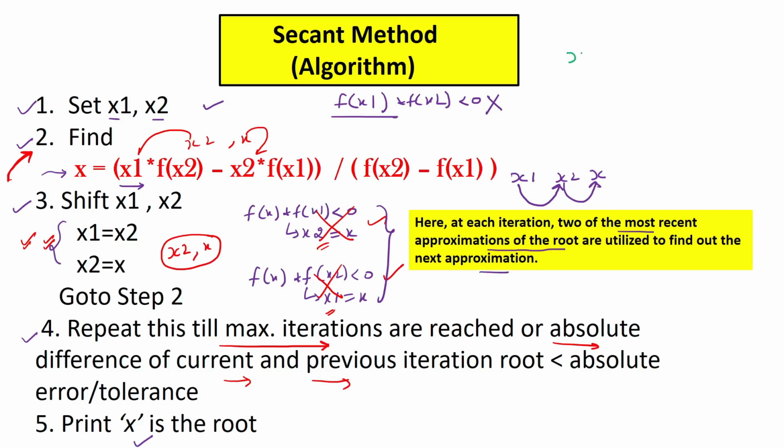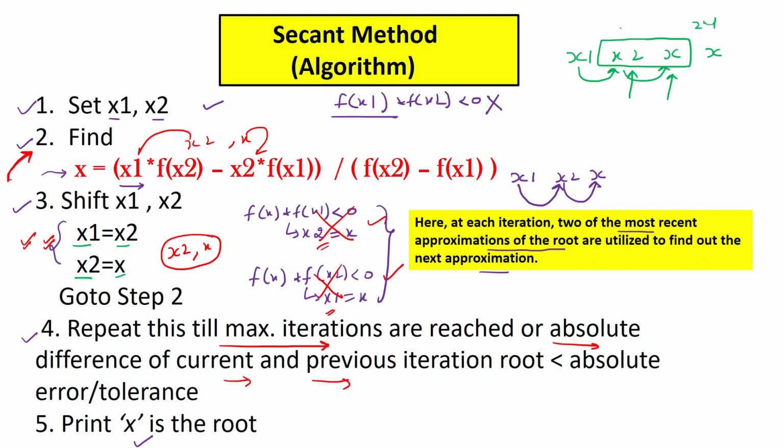So what does it mean? Let's say in the first iteration, we have x1 and x2 initially. Then we found the value of x. Now in the third step, what are we doing? We are saying that x1 should go to x2 and x2 should go to x. That means x1 gets the value of x2 and x2 gets the value of x. That means in the second iteration, which values are used? x2 and x. Now in the second iteration, we find the value of x between these two. So a new x will be found, right? And again we say our new x1 and x2 will be the current value of x2 and the current value of x.